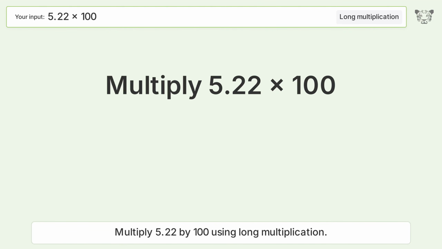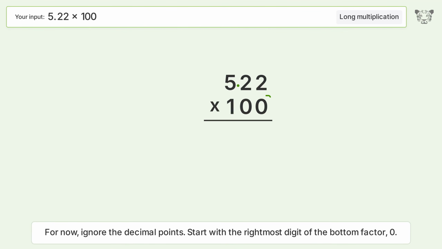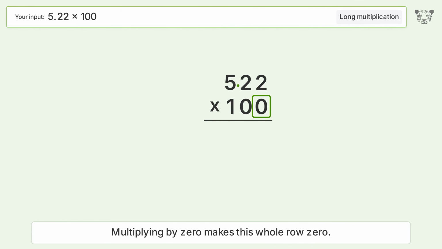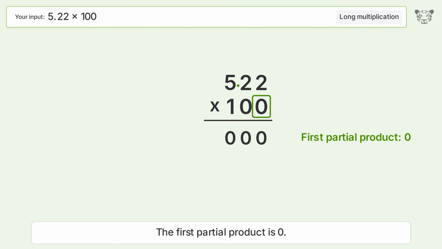Multiply 5.22 by 100 using long multiplication. For now, ignore the decimal points. Start with the rightmost digit of the bottom factor, 0. Multiplying by 0 makes this whole row 0. The first partial product is 0.